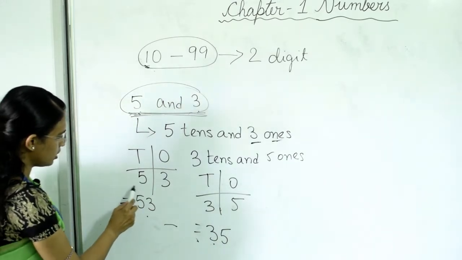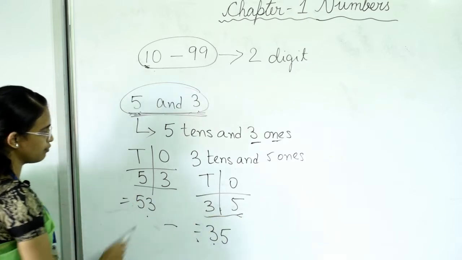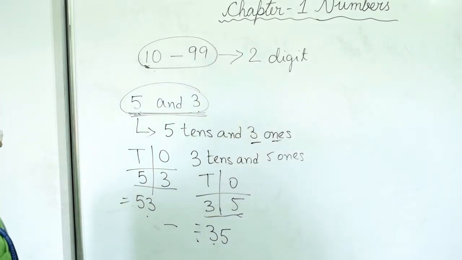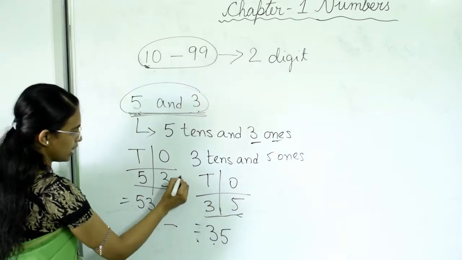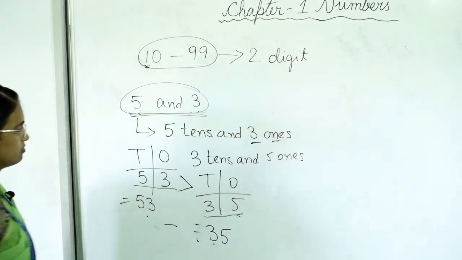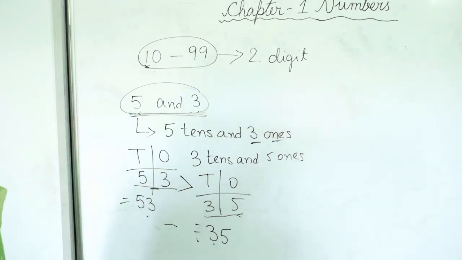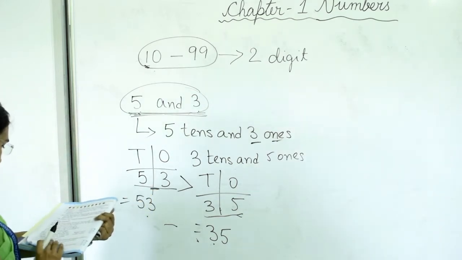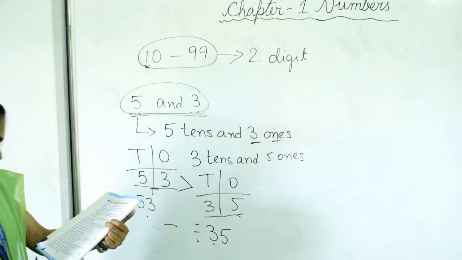Now look here, among these two numbers 53 and 35, which one is the biggest number? 53. So we can put this sign. This is the biggest number, that's why we can put this sign, right? So in this way we can form the numbers.